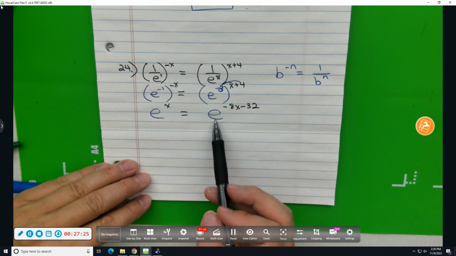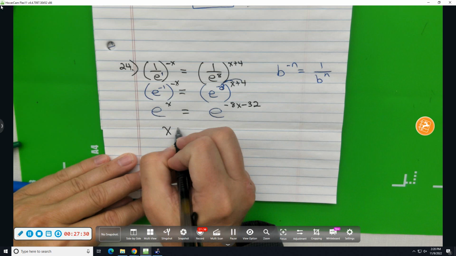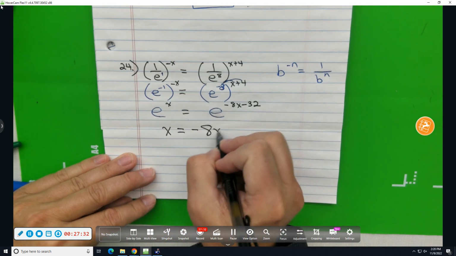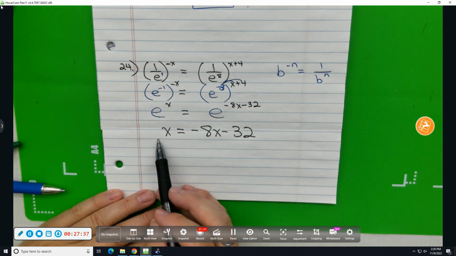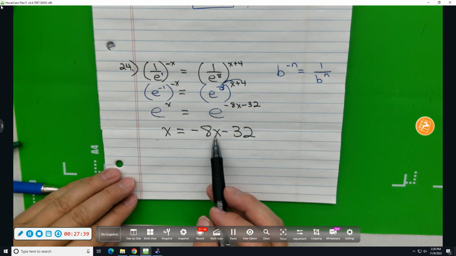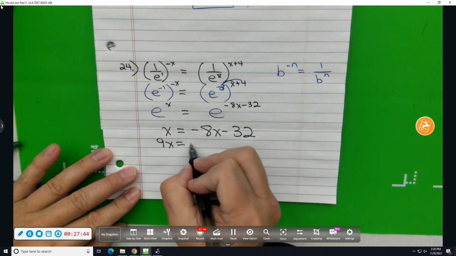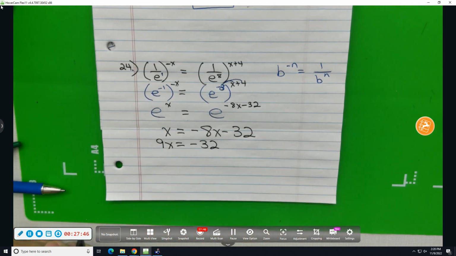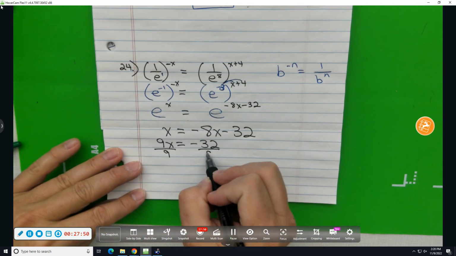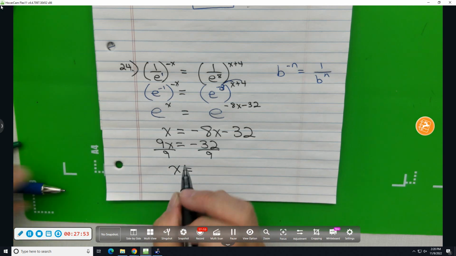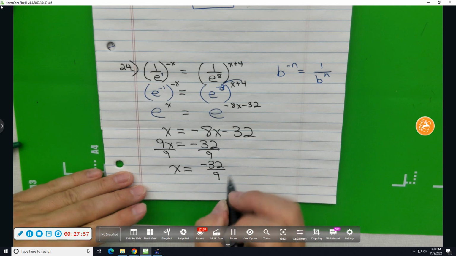We have the same base on both sides, so we drop the base and set the exponents equal. We have to add 8x to both sides. 1x plus 8x gives me 9x equals negative 32. And then divide by 9 to give us the answer. x equals negative 32 ninths.